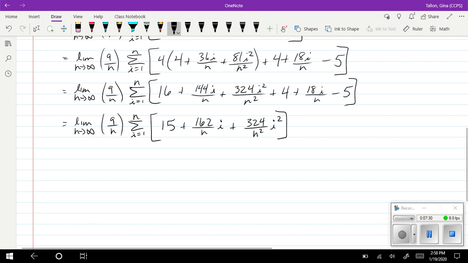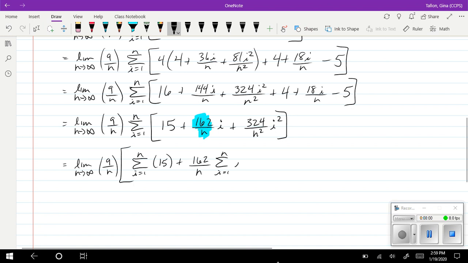Okay, let's split this thing up here and take our time at this. This gives me the limit as n approaches infinity of 9 over n. And now I'm going to break this up here. Big bracket. This is the summation as i goes from 1 to n of just 15. Plus, I'm going to take this 162 over n and write it on the outside of my summation. And now I have the summation as i goes from 1 to n of simply i, which is nice because this is just a formula I can evaluate in the next step.